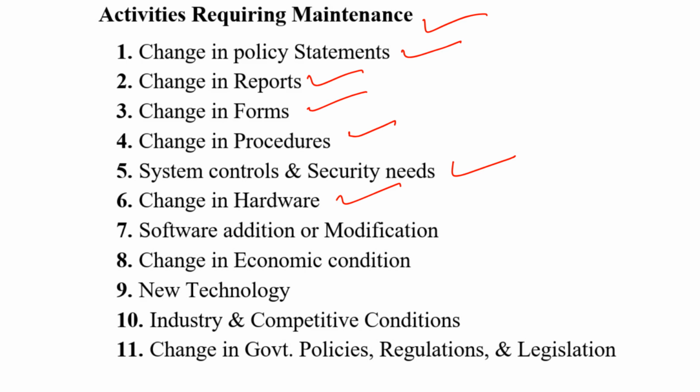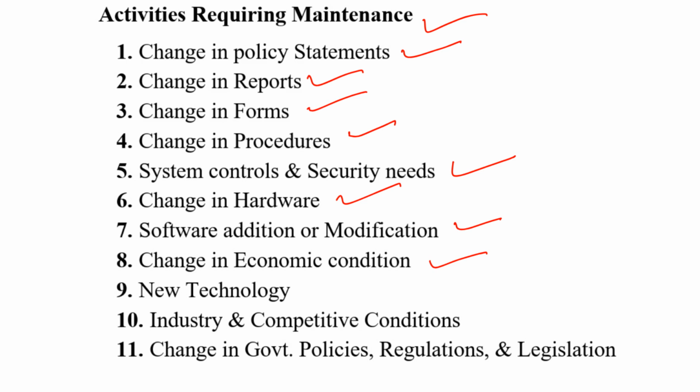Then the other one is changes in hardware. Your existing hardware might be outdated after some time, so you will be replacing some hardware, then you have to maintain in a proper way so that the existing system will adjust with the new hardware component. Then software addition or modification. Sometimes you will be including new software or changing the programs of the existing software, so you have to check whether the new software will adjust with the existing system.